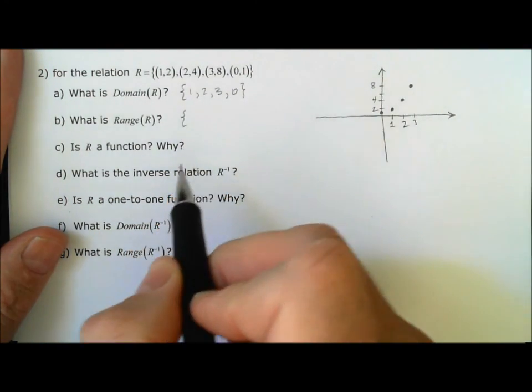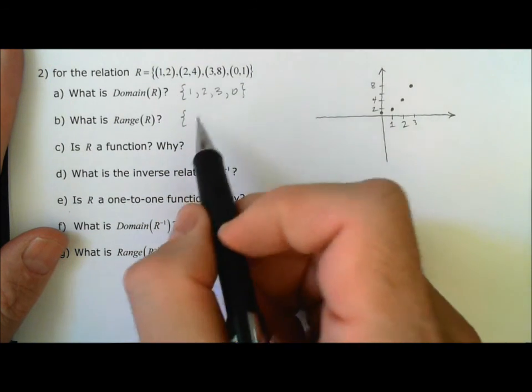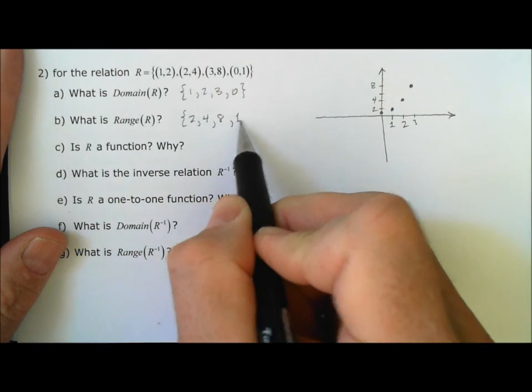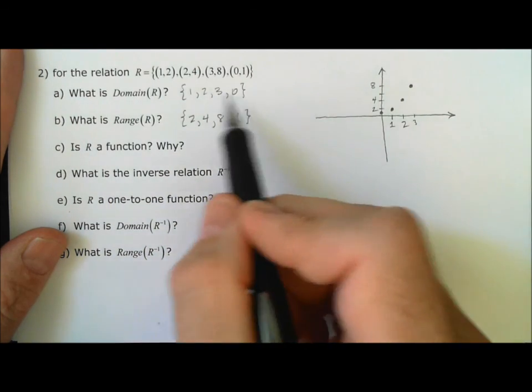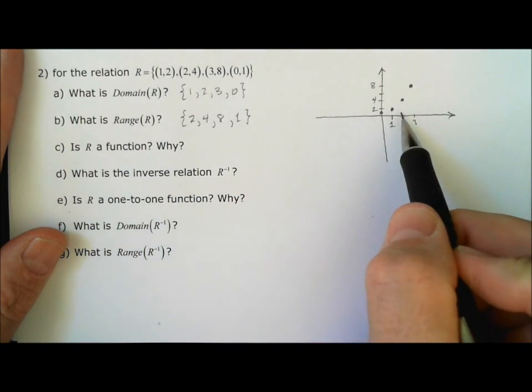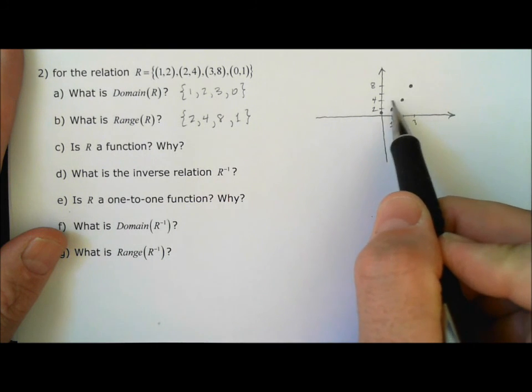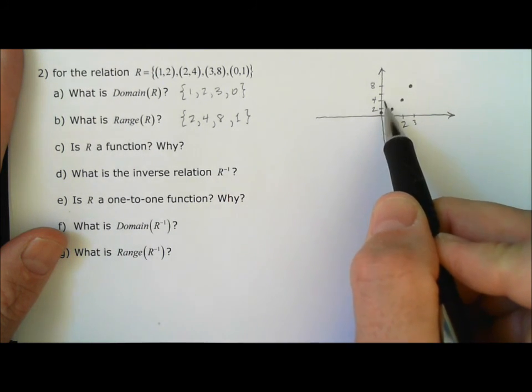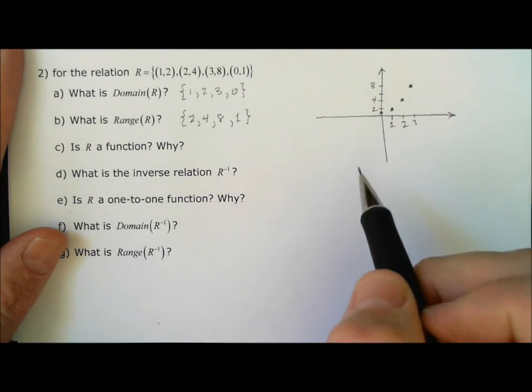If we looked at the range, we could just strip off the y-coordinates, 2, 4, 8, and 1. And they are sets. And again, the range from the graph would be to project onto the y-axis. So we would have a point at 1 and 2 and 4 and 8.